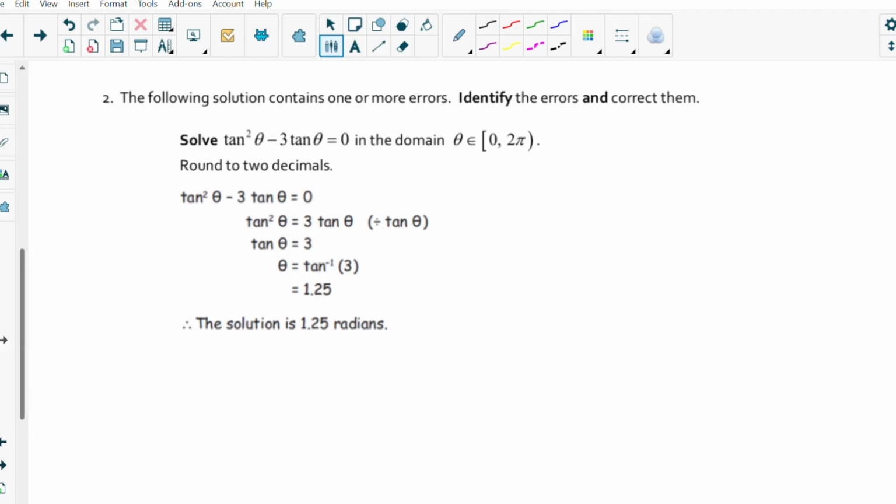Number 2, another startup warm-up problem here. The following solution contains one or more errors. Identify the errors and correct them. Solve tangent squared of theta minus 3 tangent of theta in the domain 0 to 2 pi. Round to 2 decimals. So I'm looking at this work. Tangent squared minus 3. Okay, well, that's good. Looks like we added 3 tangent to both sides, and then we divided both sides by tangent. So there's an error right there.